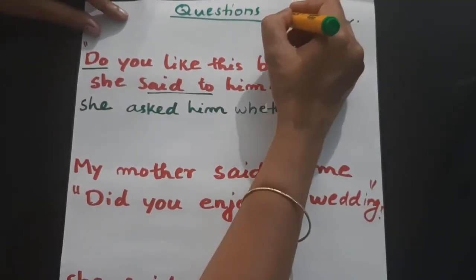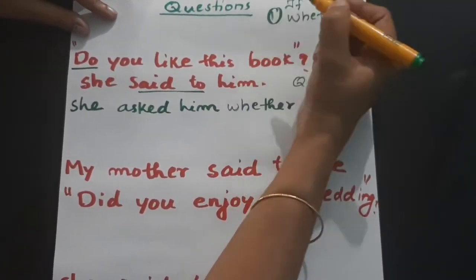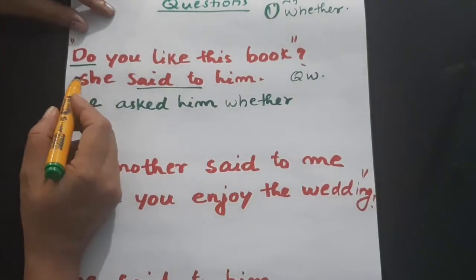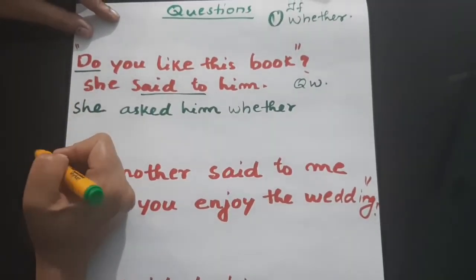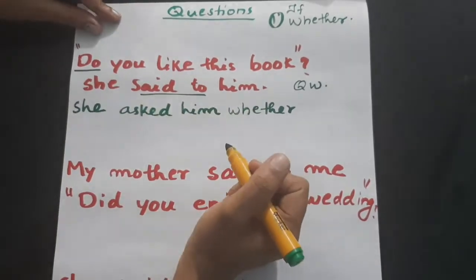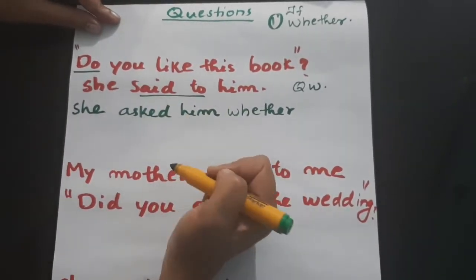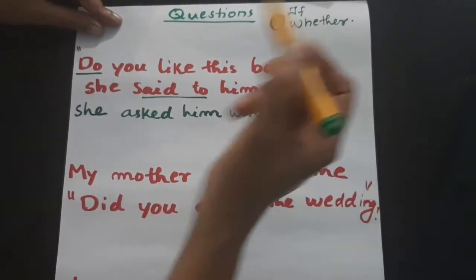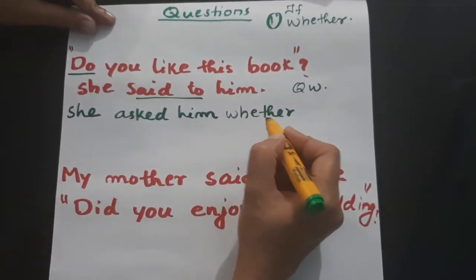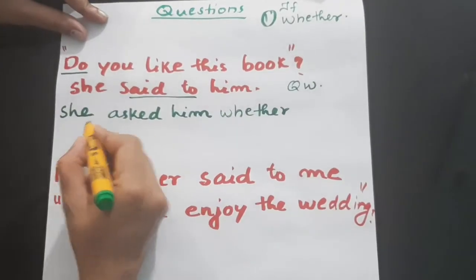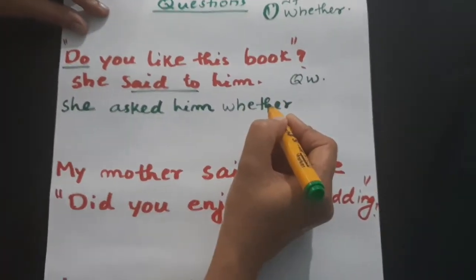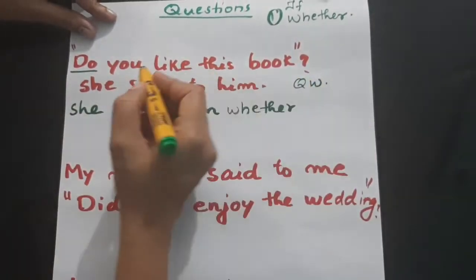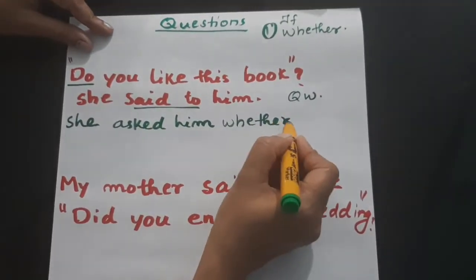So this is the first rule for questions that start with an auxiliary verb. Okay, in such questions you need to substitute the question word. Instead of question words you need to use if or whether. So that's the first rule. Okay, so she asked him whether. Okay, after that what do you need to use?